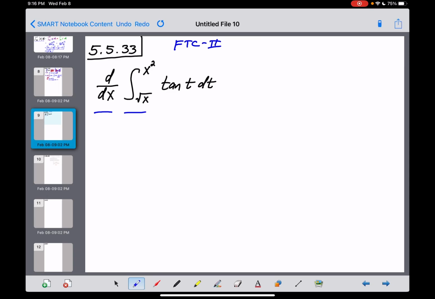However, the only issue is that formula only works when the lower limit of integration is a constant and the upper limit is some function of x. So how are we going to do that? We're going to break this integral up into two different ones.